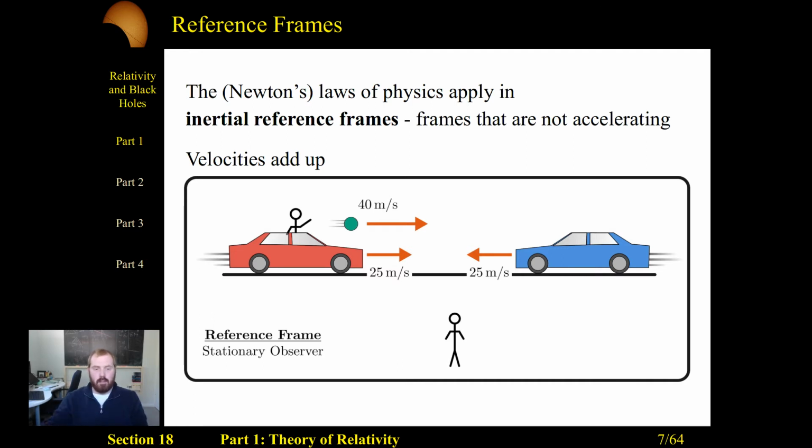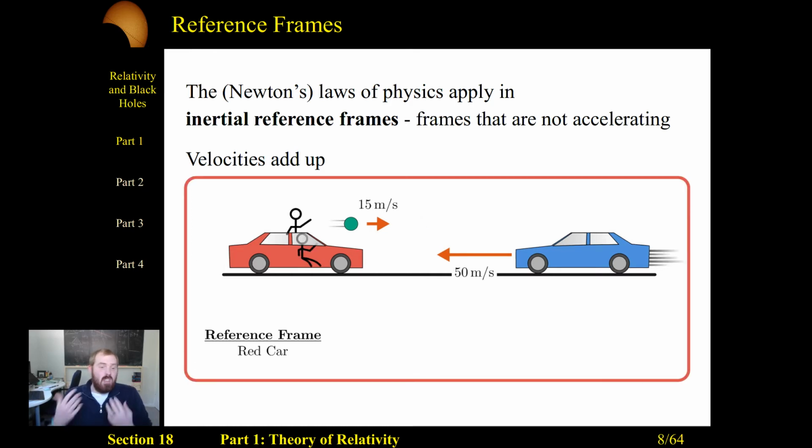Well, let's say that your reference frame isn't someone here. Your reference frame is in the red car. How does the world of physics look to you when you're in the red car? You're not accelerating. This is an inertial reference frame. This is totally valid. So what does the world look like in that view?